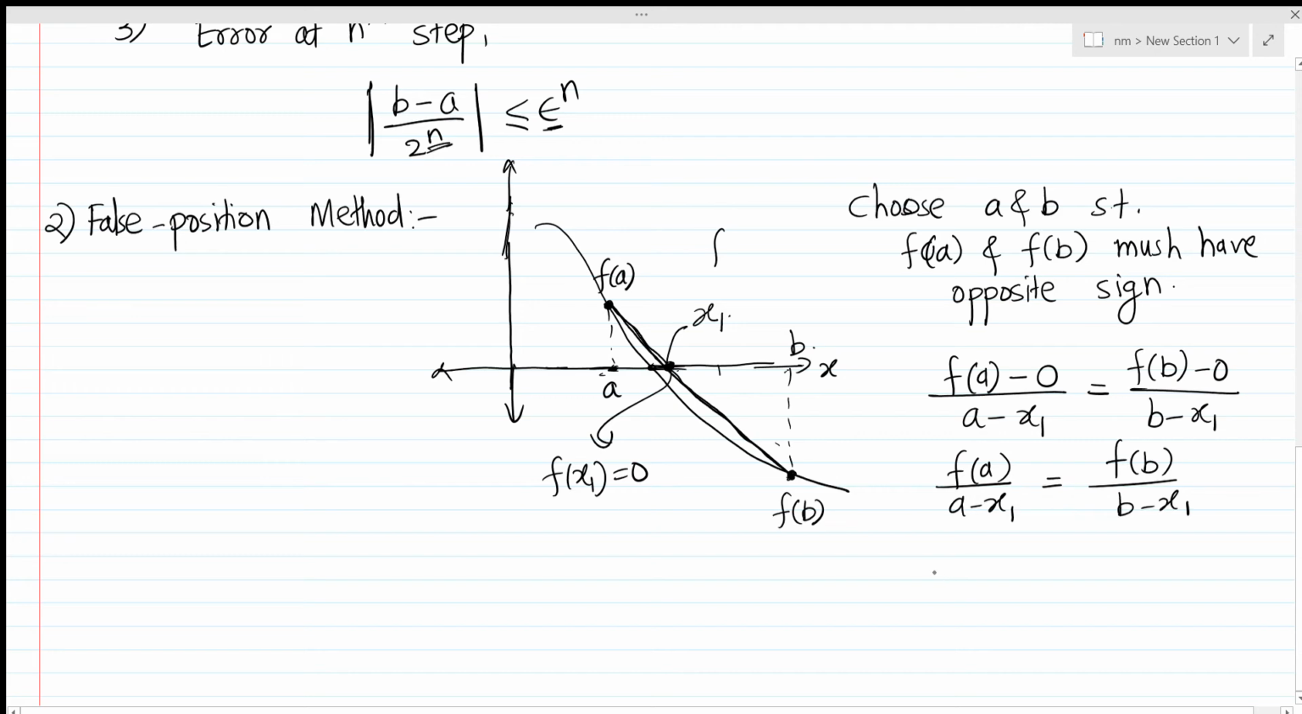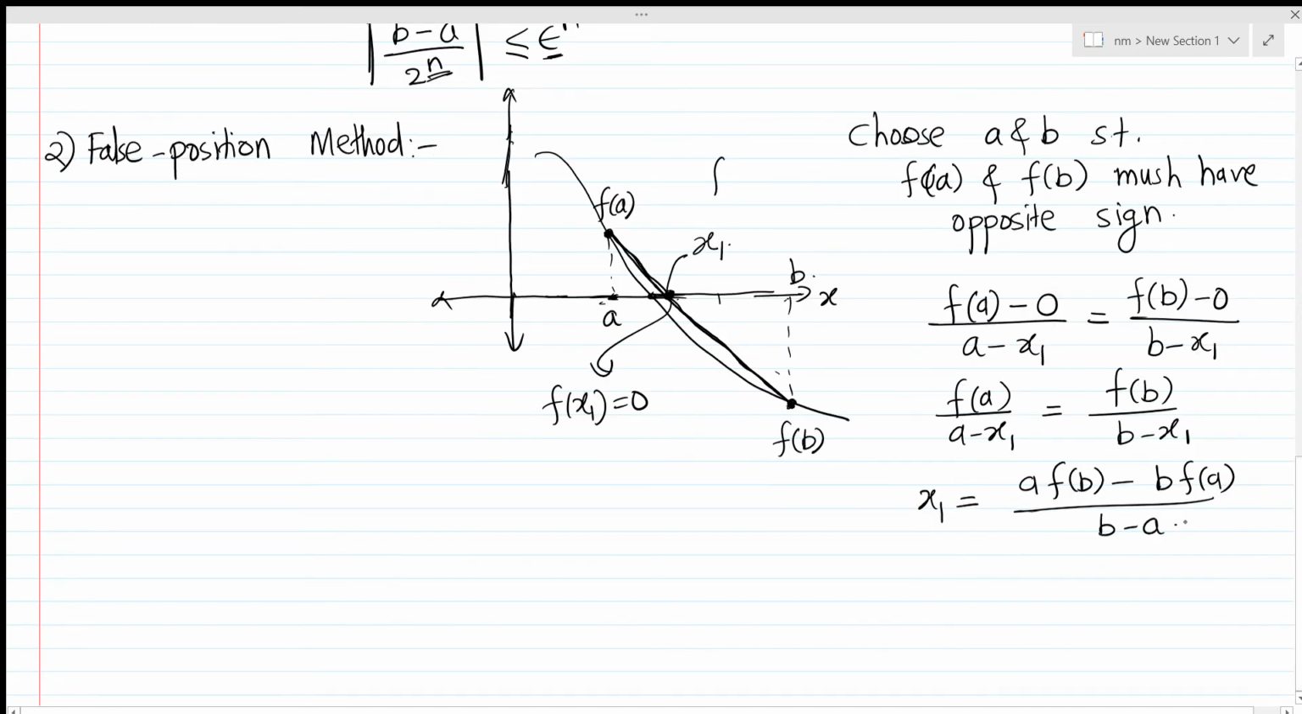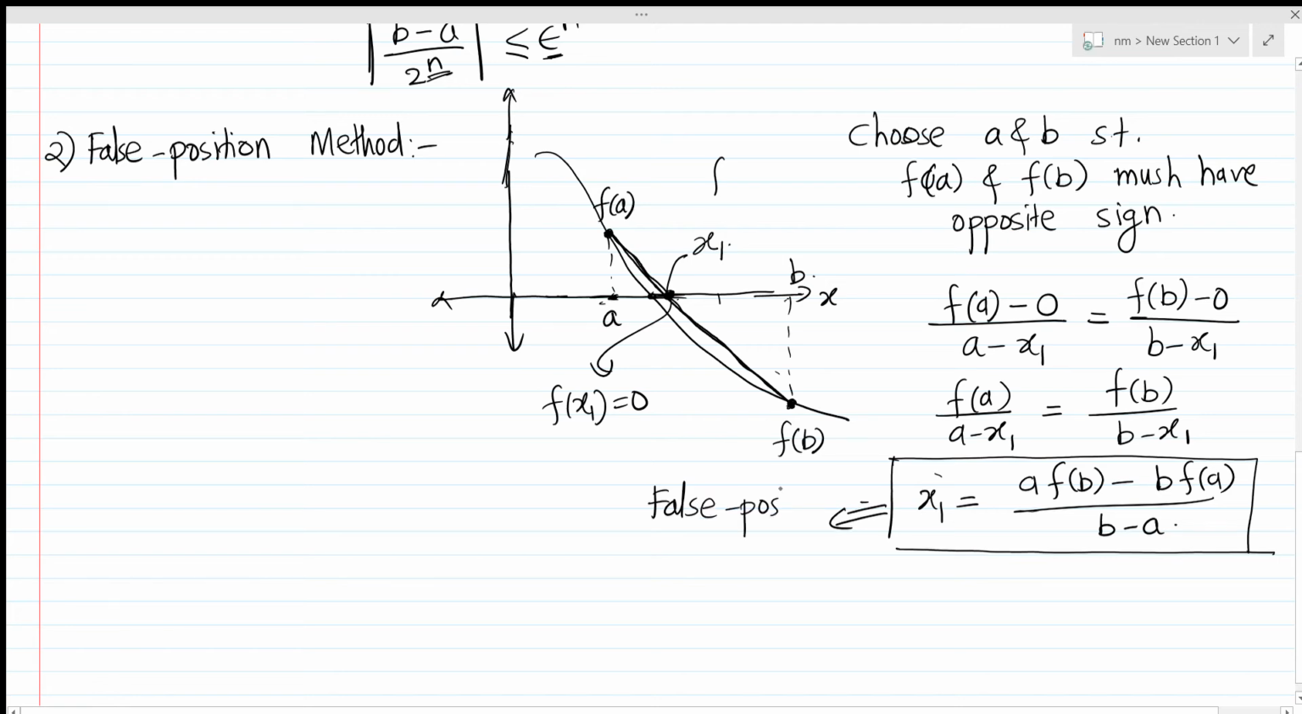if we solve, we get x1 is equal to a f of b minus b f of a upon b minus a, and that is our update rule. This is the formula for the false position method. So it also requires two values a and b such that the function values have opposite signs.